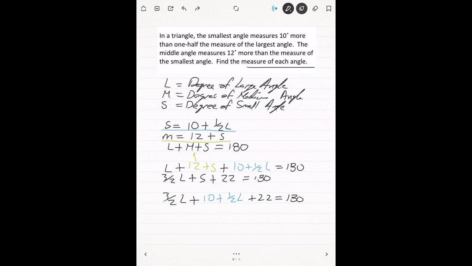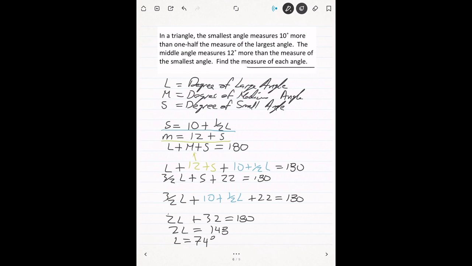All right, let's go ahead and combine these like terms. 3 halves plus 1 half is 4 halves, so that's 2. So we end up with 2L plus 10 plus 22, which is 32, equal to 180. If we isolate the L's here, we get 2L is equal to 180 minus 32, which is 148. And if we divide that by 2, we get L is equal to 74. So that's the measure of the large angle, 74 degrees.